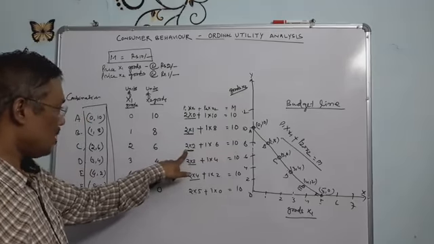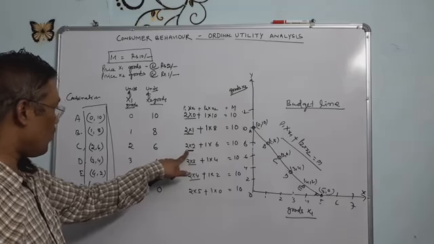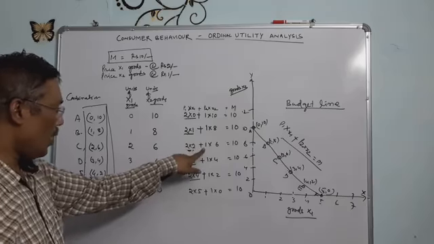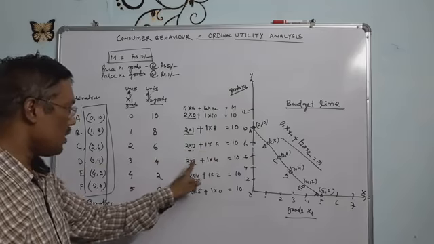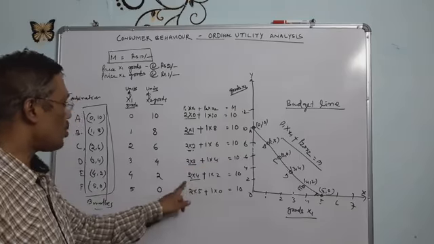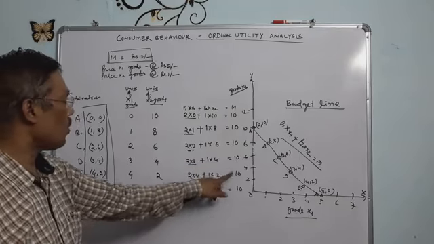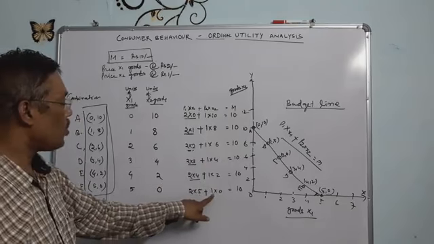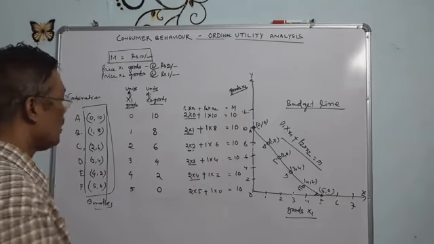Similarly, in the C combination case, price 2, units 2 gives 4, price 1, units 6 gives 6, equal to 10. Similarly, 2 into 3 plus 1 into 4 equals 10, 2 into 4 plus 1 into 2 equals 10, and 2 into 5 plus 1 into 0 equals 10.